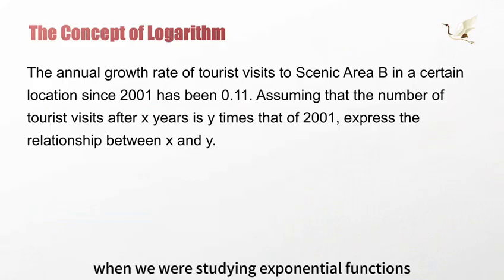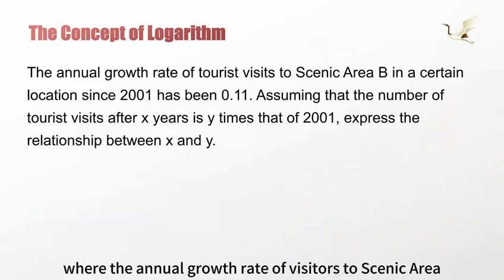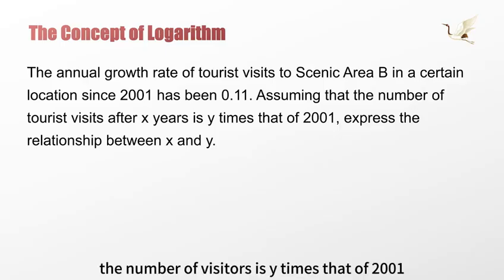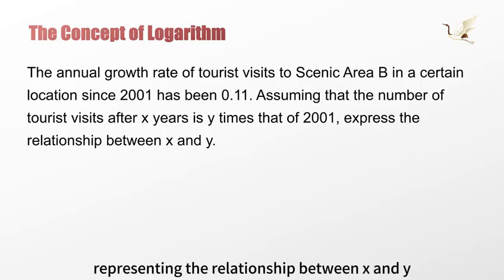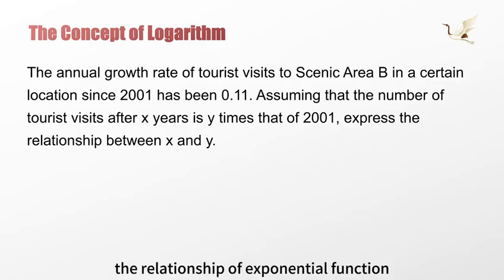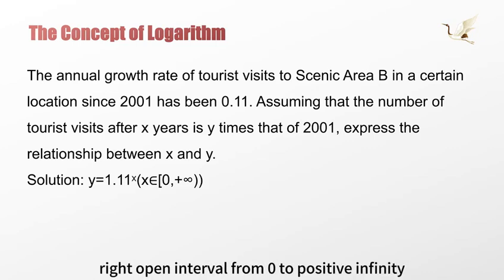When we were studying exponential functions, we once explained a problem where the annual growth rate of visitors to scenic area B in a certain place since 2001 was 0.11. After x years, the number of visitors is y times that of 2001, representing the relationship between x and y. It is not difficult to find that x and y satisfy an exponential function relationship: y equals 1.11 to the power of x, where x belongs to the interval from 0 to positive infinity.